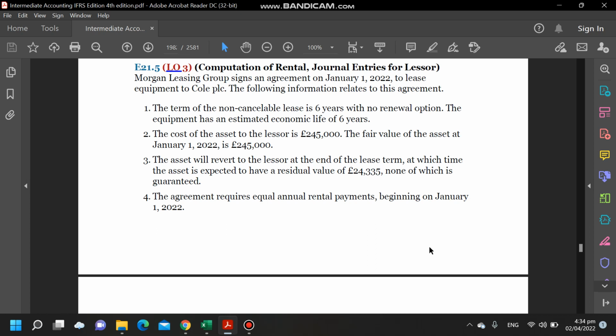The next question is E21.5. Morgan Leasing Group signs an agreement on January 1st, 2022 to lease equipment to Cole PLC. The following information relates to this agreement.